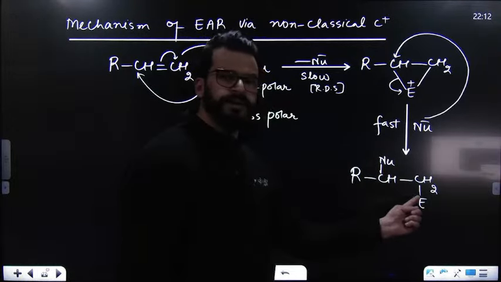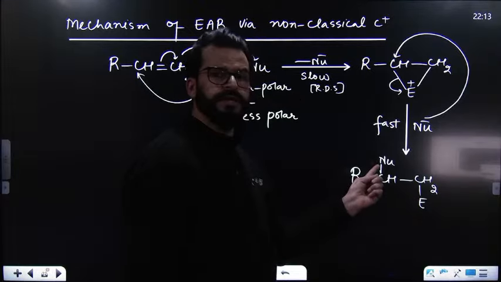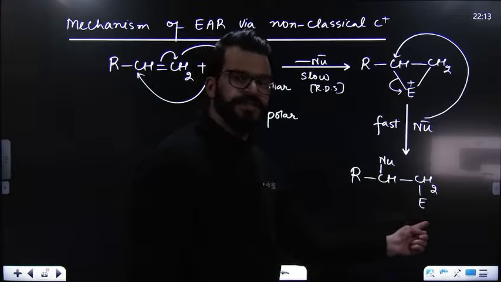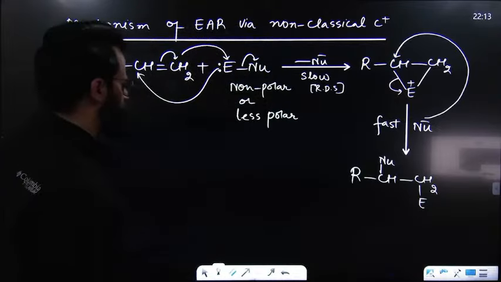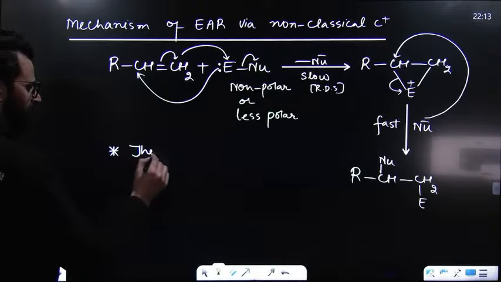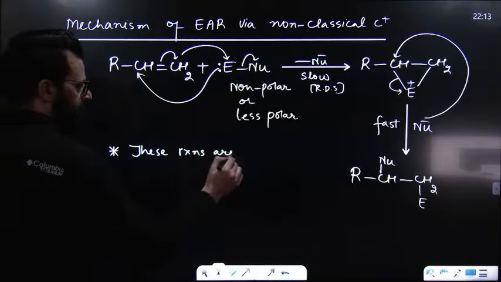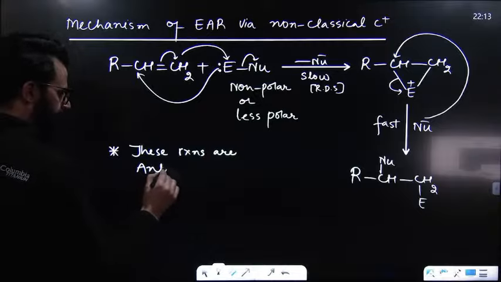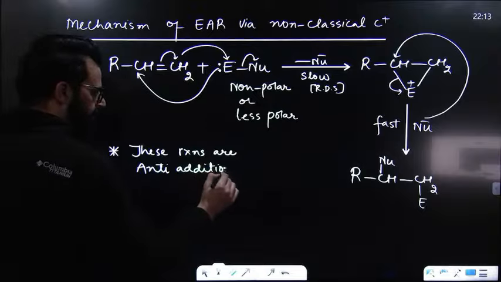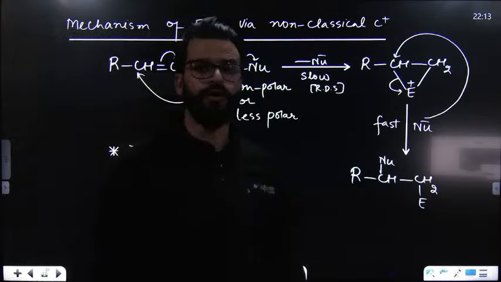If this is present on a wedge, that means above the plane, this will be present below the plane. If this is on a wedge, then this will be on a dash, that means below the plane. You have to remember that these reactions are anti-addition reactions. I hope this is clear.